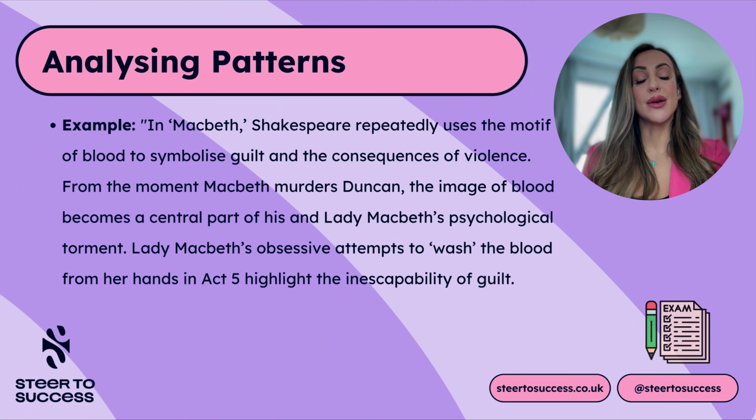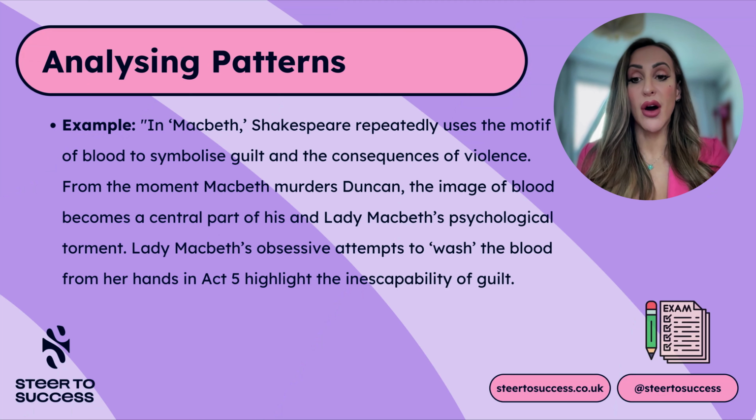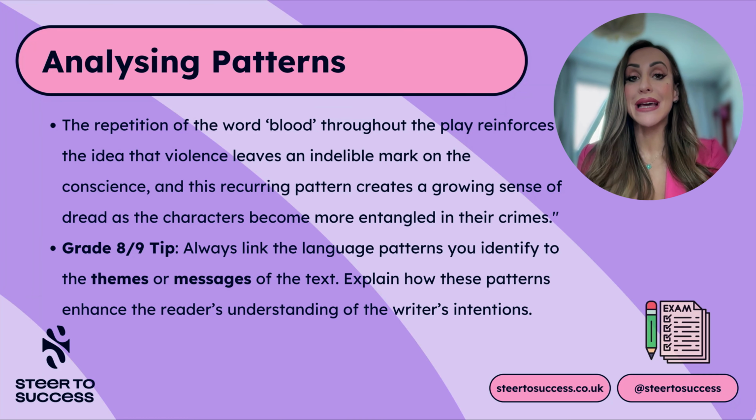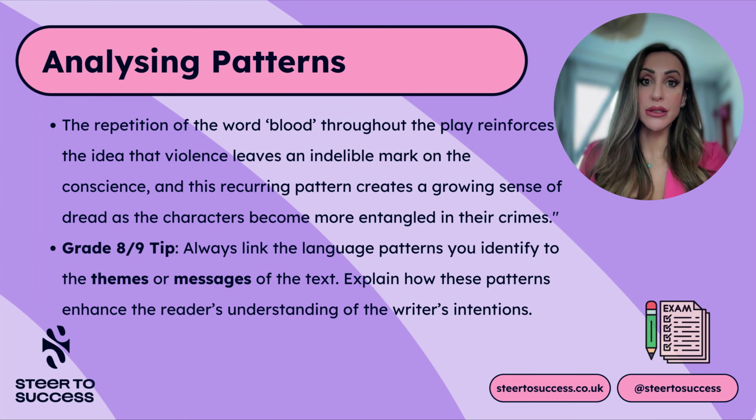And analysing patterns. So as an example, in Macbeth, Shakespeare repeatedly uses the motif of blood to symbolise guilt and the consequences of violence. From the moment Macbeth murders Duncan, the image of blood becomes a central part of his and Lady Macbeth's psychological torment. Lady Macbeth's obsessive attempts to wash the blood from her hands in Act 5 highlights the inescapability of the guilt, and the repetition of the word blood, the noun blood, throughout the play reinforces the idea that violence leaves an indelible mark, so a mark that cannot be removed. That is a great word there, on the conscience, and this recurring pattern creates a growing sense of dread as the characters become more entangled in their crimes, so kind of more tangled up in their crimes.